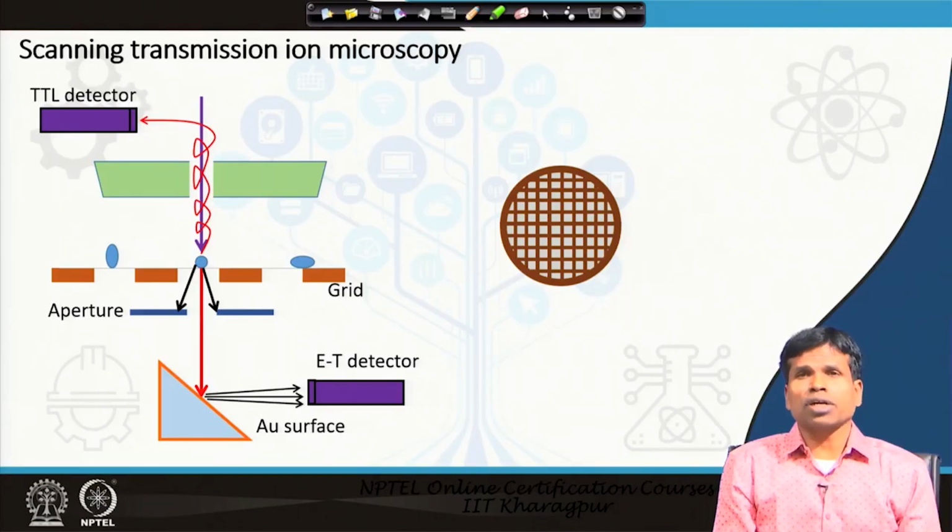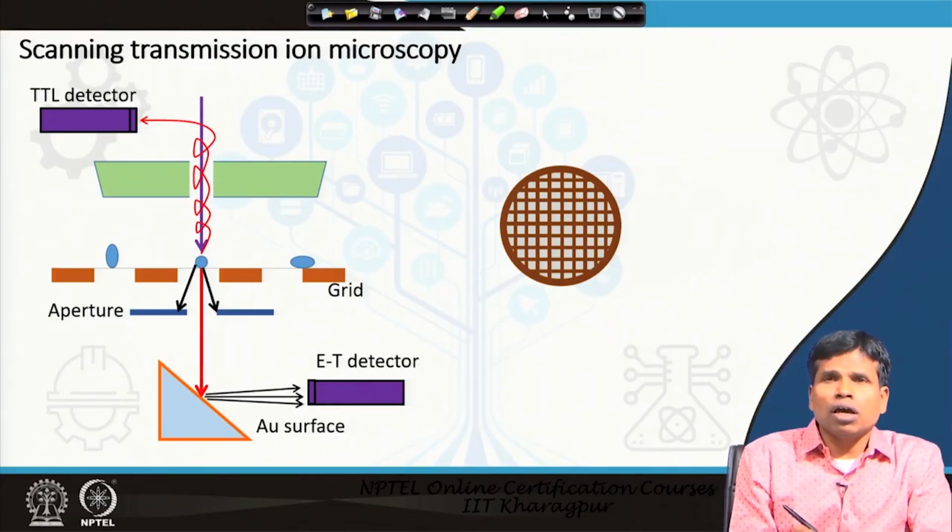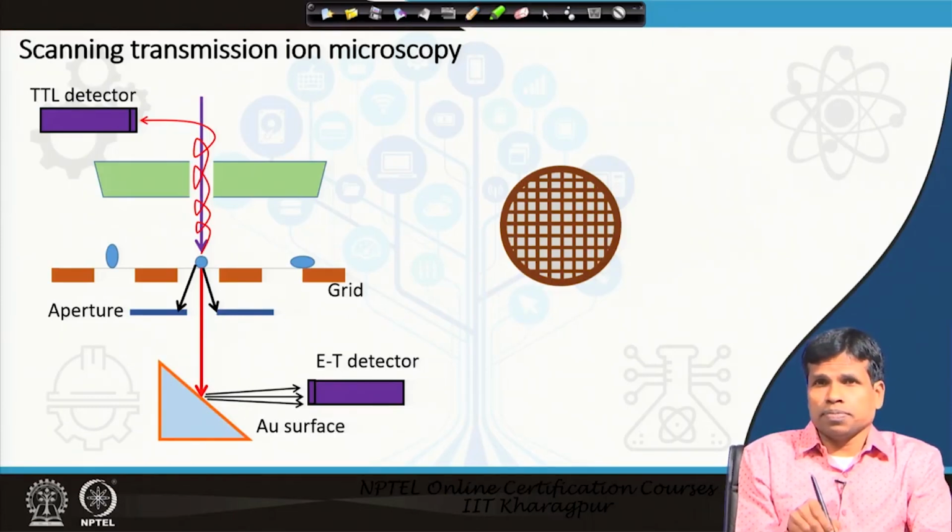Similar to scanning transmission ion microscopy, we have scanning transmission electron microscopy. When the electron beam passes through the sample, that is called transmission electron microscopy, and when the electron beam scans across the sample, we say it is scanning transmission electron microscopy. Both are similar. Here, if the electrons or ions have to transmit through the sample, then the first thing is that the sample should be very thin. If it is not thin, the electron beam or ion beam cannot pass through it.